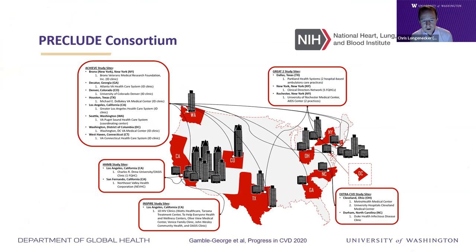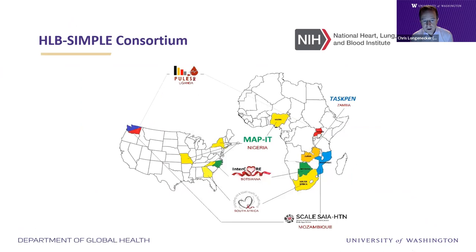This just shows where the Preclude Consortium sites are in the United States. We have summarized the Preclude Consortium in a publication, Progress in CVD in 2020, if anyone is interested. Next slide, please. These are the HLB Simple Consortium sites working to improve hypertension care for people living with HIV in sub-Saharan Africa. And then next slide.